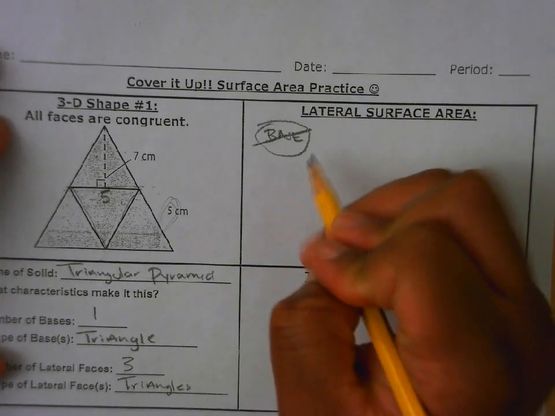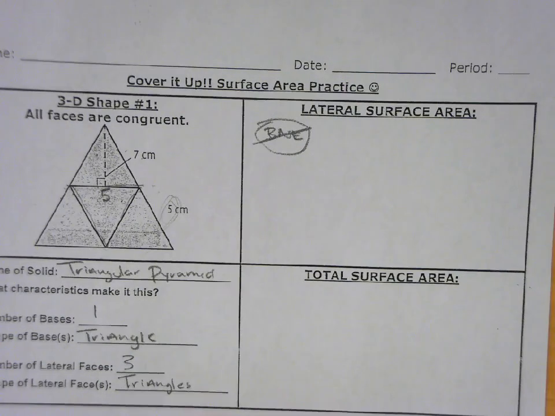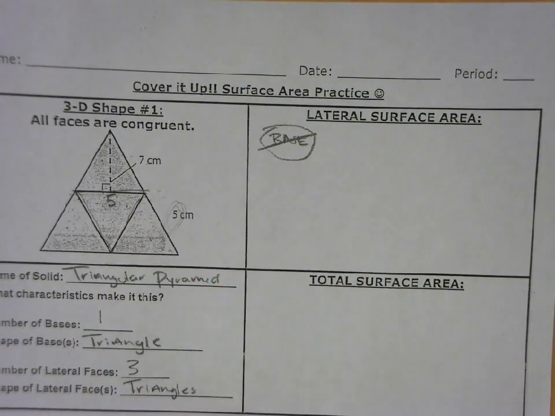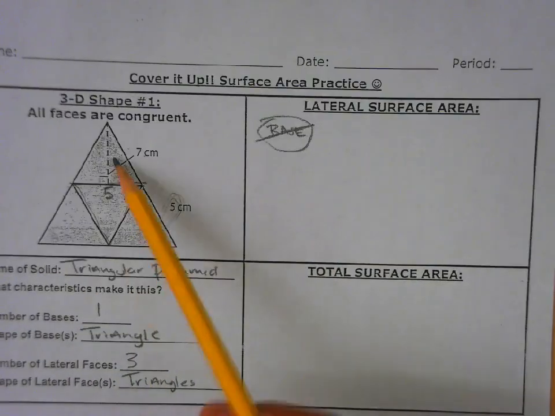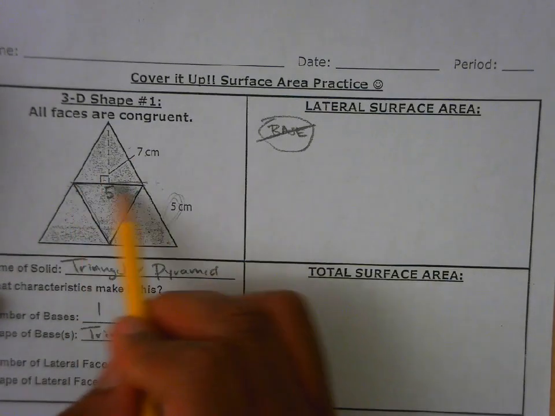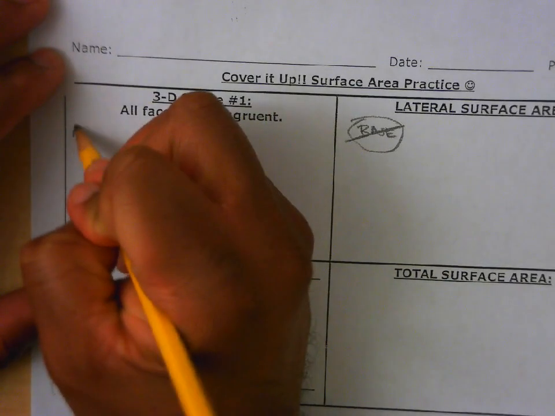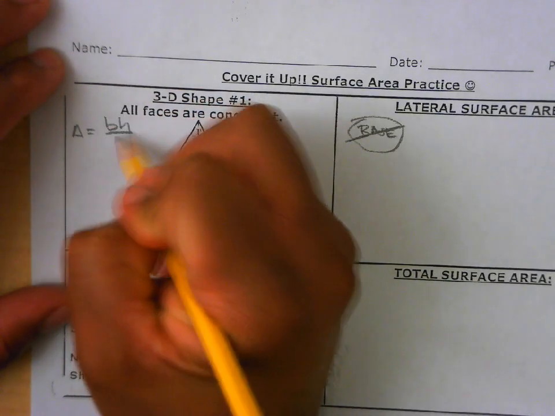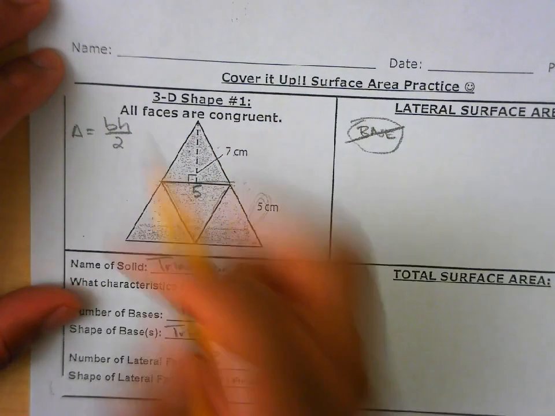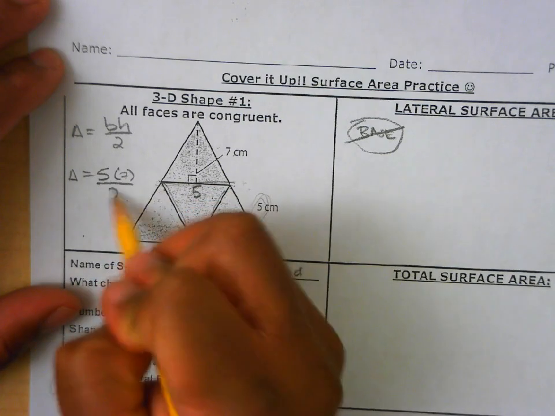So we're going to get the area of each of these triangles. Now, another thing you notice is that these are all the same triangle. The lateral triangles are the same as the one that's for the base. So once we find the area of one triangle, we really have the area of all of the triangles. So my base is 5, my height is 7. The formula for area of a triangle is base times height divided by 2. So it's 5 times 7 divided by 2.